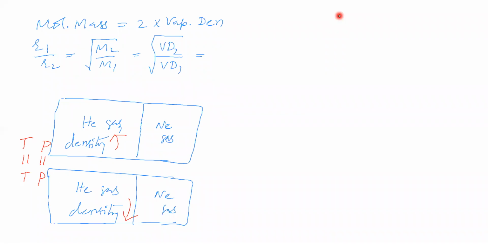Now, density means mass by volume. Earlier we said pressure and temperature are the same, and we will take volume also the same. Now, density is different, so mass should be different because we considered volume the same. We will take mass in terms of moles. So here the number of moles should be high, and here the number of moles should be less.